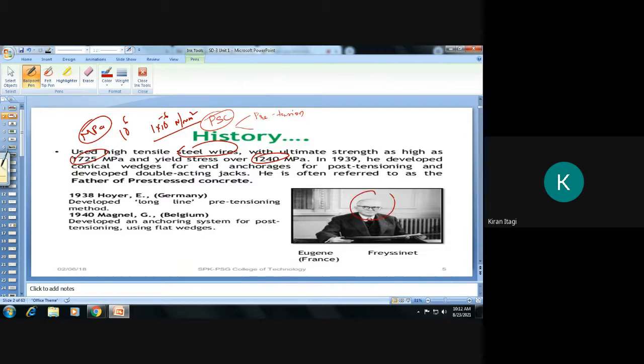Okay, he is actually the father of prestressed concrete. His name is Eugène Freyssinet. He is called the father of prestressed concrete. He developed a conical wedge for end anchorage of post tensioning and developed the double action jack. Okay, we will see what we mean by jack, wedges, anchorage system. We will see about all those things. He is often referred to as the father of prestressed concrete, and other scientists have also developed different types of pretensioning methods.